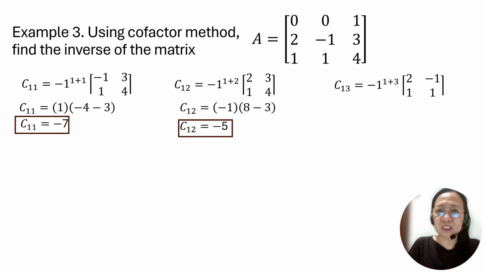Next is C sub 13, that is represented by 1, first row, third column. And what will be the sign? Negative 1 is raised to 1 plus 3. And then slash the first row and the third column. What is left is 2, negative 1, 1, 1.